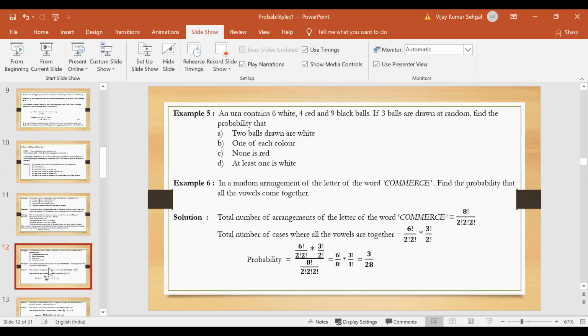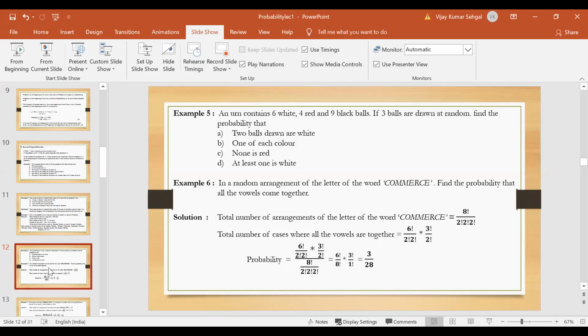Now the first problem is 2 balls drawn are white. That means 2 balls come from the 6 white. Because there are 3 balls, 2 balls drawn are white, and the 1 ball may be of any color. So 2 balls should come from the 6 white balls. The total possibility of drawing 2 balls from 6 white balls is 6C2. Now the remaining balls will be 9 plus 4, 13 balls. So we can draw the 1 ball from the remaining 13 balls.